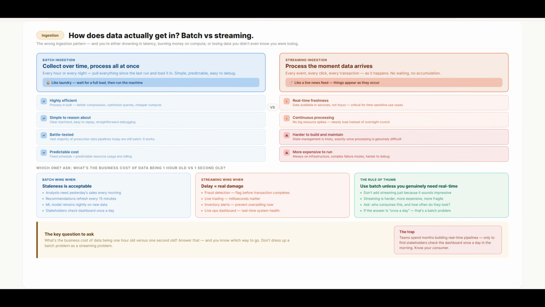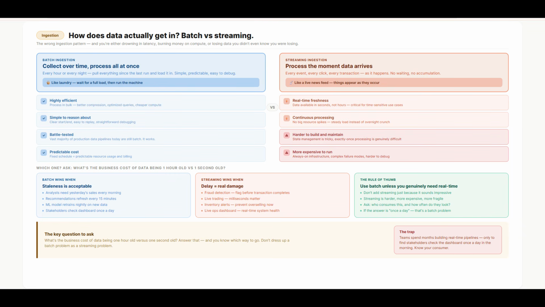It works. Streaming is the other extreme. Data gets processed the moment it arrives. Every event, every click, every transaction as it happens. Think of it less like laundry and more like a live news feed. Things appear as they occur.